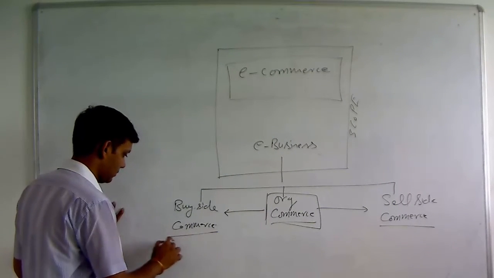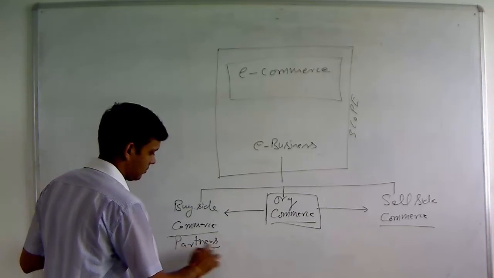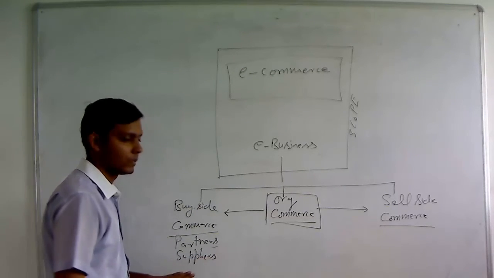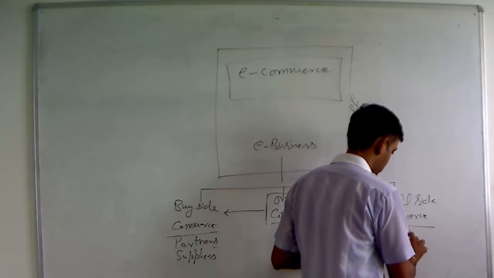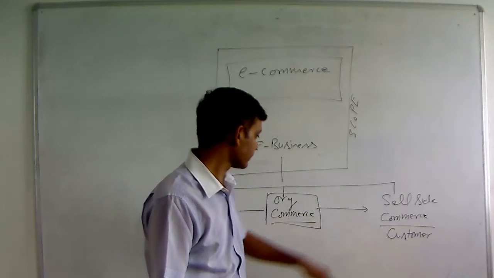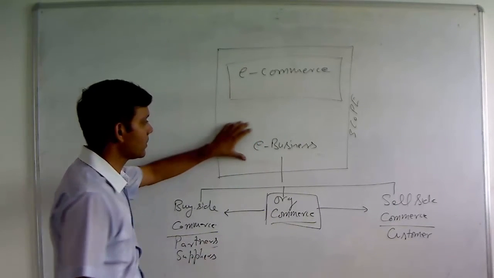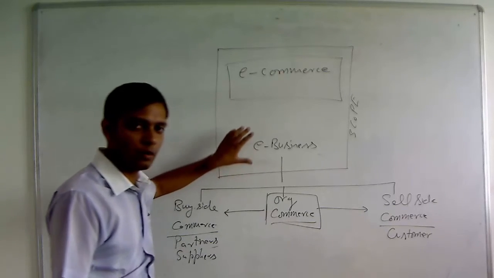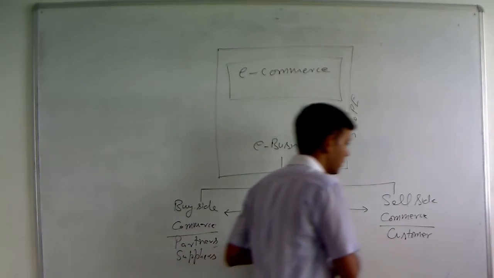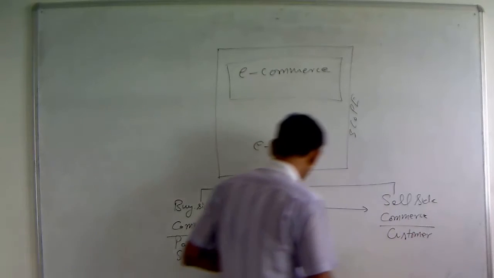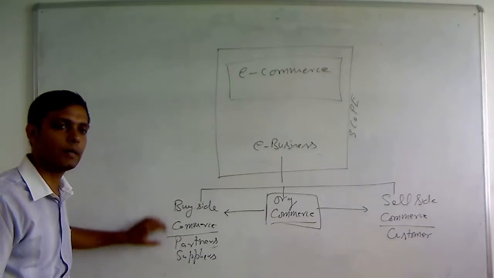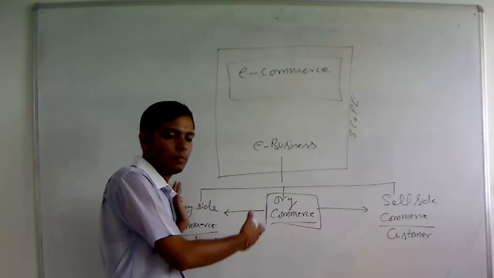What are the parties here? Your business partners, suppliers here, customers. So e-business includes all types of commerce, all types of transactions within the organization, the transactions related to the customer, and the transactions related to your partners, buyers and all that. The buy side parties from which you buy the product, raw material, and all services.